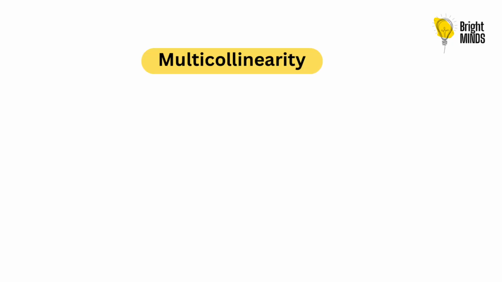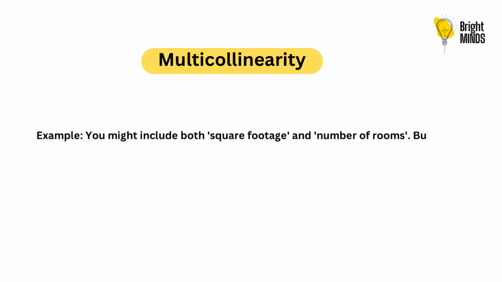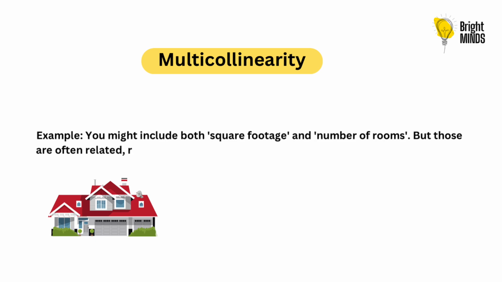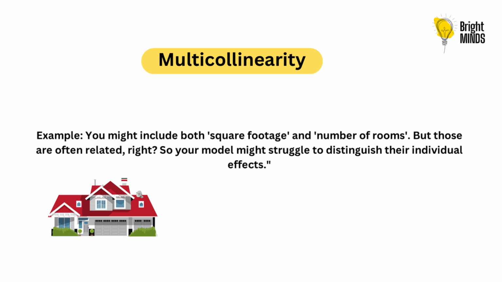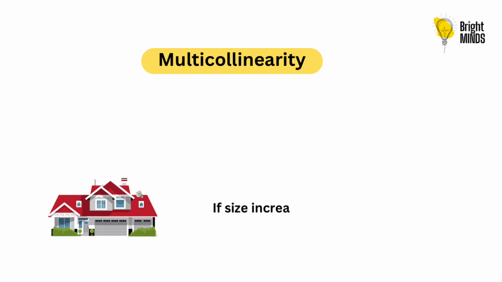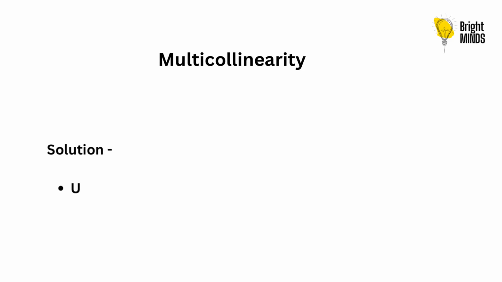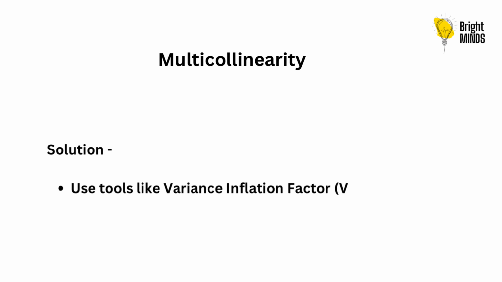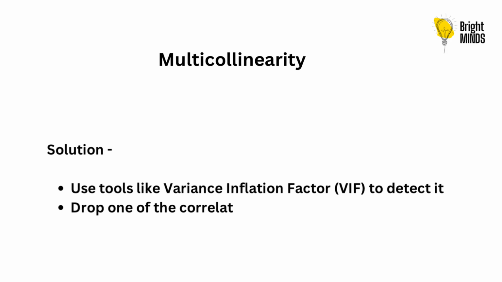Let's use the same example of house price prediction. You might include both square footage and number of rooms. But those are often related, right? So your model might struggle to distinguish their individual effects. If size increases, number of rooms also increases. To handle this situation, use tools like variance inflation factor, VIF, to detect it. And you can drop one of the correlated features.